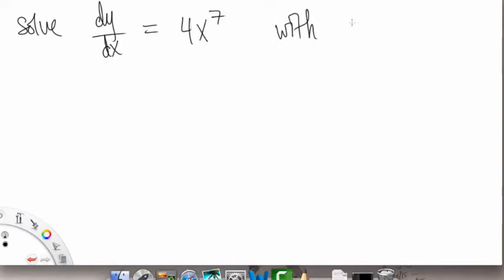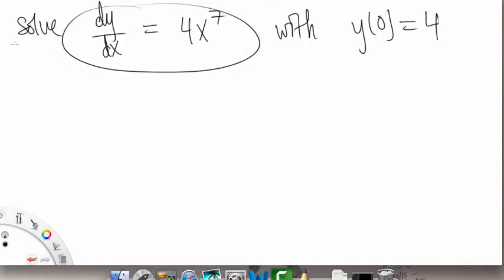So let's say we're supposed to solve the following. So dy dx is equal to 4x to the 7th with initial condition of y of 0 is equal to 4. So this thing here, what it means, solve that. See, we don't have an integration sign or anything, or an integration symbol. What this means, this is called a differential equation. Okay, so this is a differential, because we have the dy dx. Those are differentials, and it's an equation because of that equal sign, right? So to solve it, basically what we have to do is solve for y, okay?